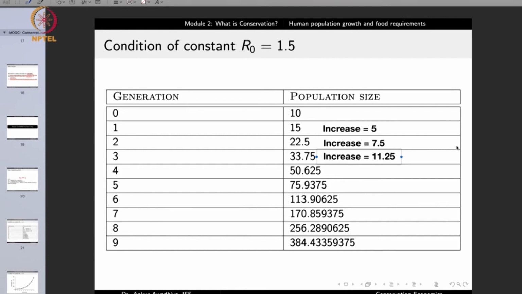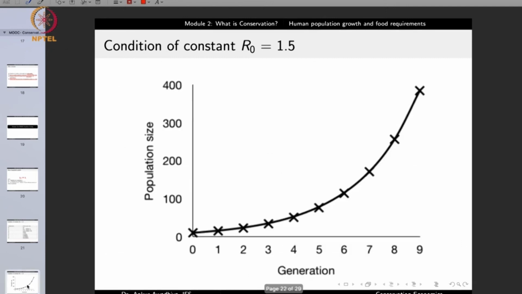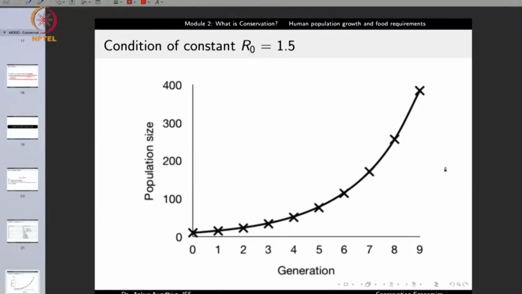But then in a short while, in just 10 generations, you have increased from 10 to around 400. Now, that is not sustainable. Population size, when you plot it versus generation, this is the exponential increase, this is the geometric progression, but in reality, we hardly see any such population increases in nature. Now, here we are talking about the wildlife population. We are not talking about the human population so far, because in the case of human population, we have seen this curve that it increases exponentially. But in the case of wildlife populations, we see certain differences.